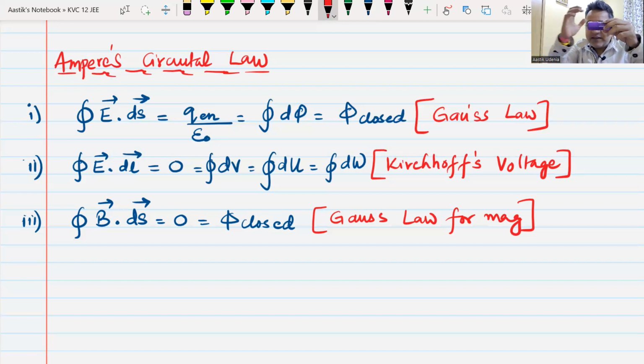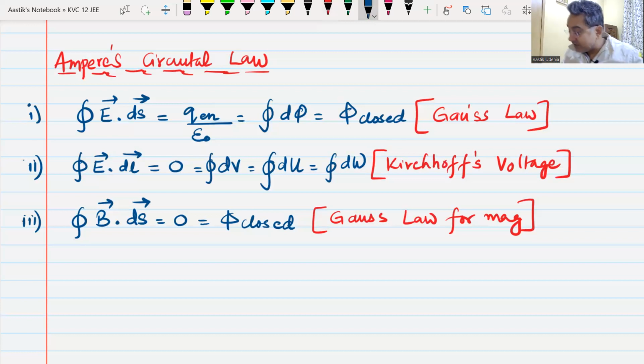If I make a surface which has the entire magnet, it will have one north and one south. The flux is 0. Do we understand this? If I try to enclose half of the magnet, even that half has two poles, one north and one south, because north and south cannot exist in isolation. Magnetic monopoles do not exist. And therefore, the magnetic flux through a closed surface will always be equal to 0.